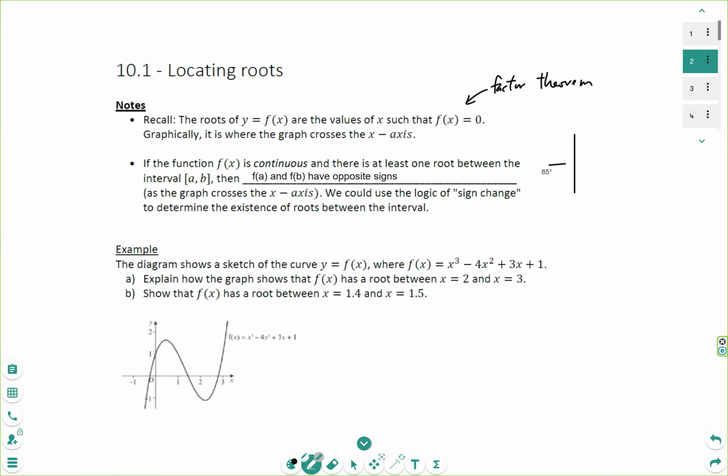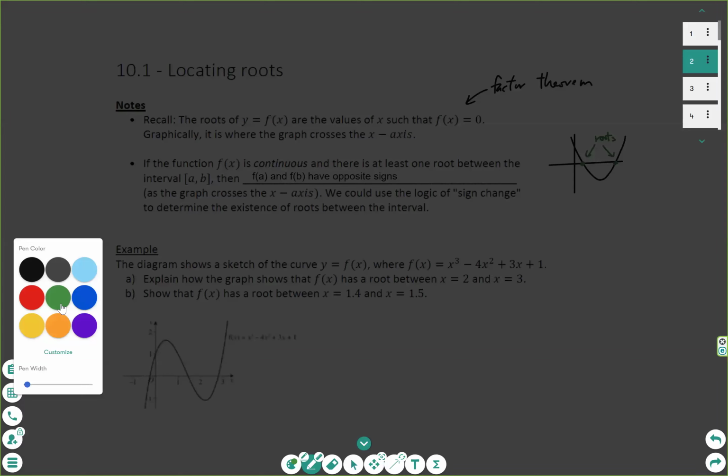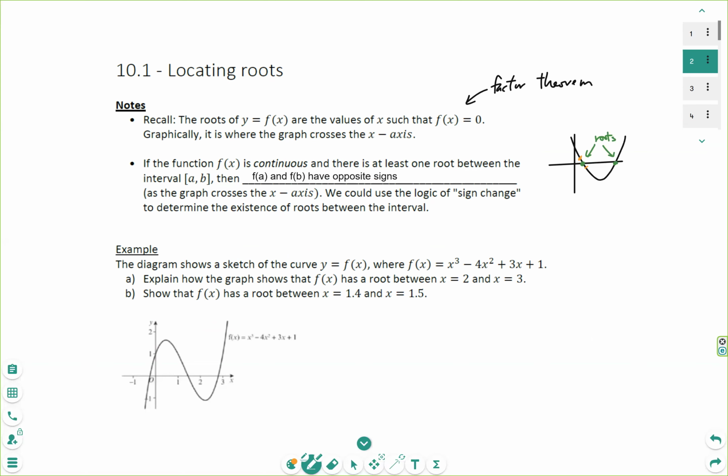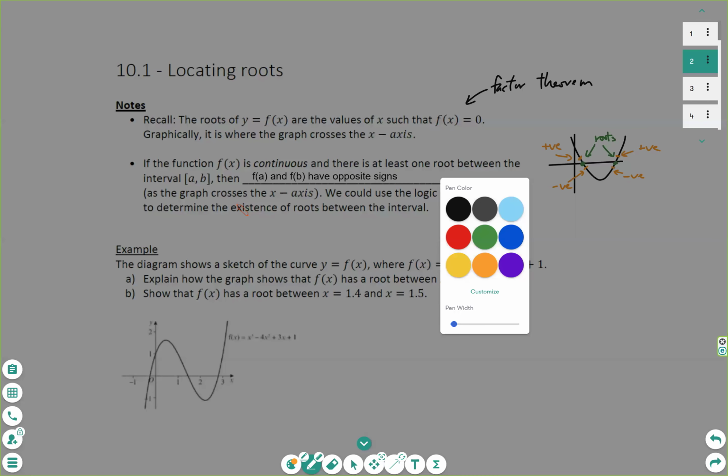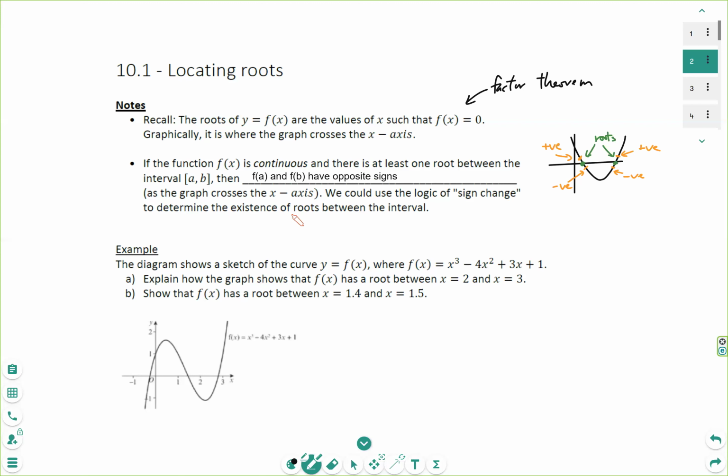So you can think of it like this. Let's say here is the root. Now just look at before and after the root. So you've got this part and this part. This is a positive y value and this is a negative y value. So the sign changes. Same here, before and after. Before is negative, after is positive. That's why we say they have opposite signs. One goes from positive to negative, the other goes from negative to positive.